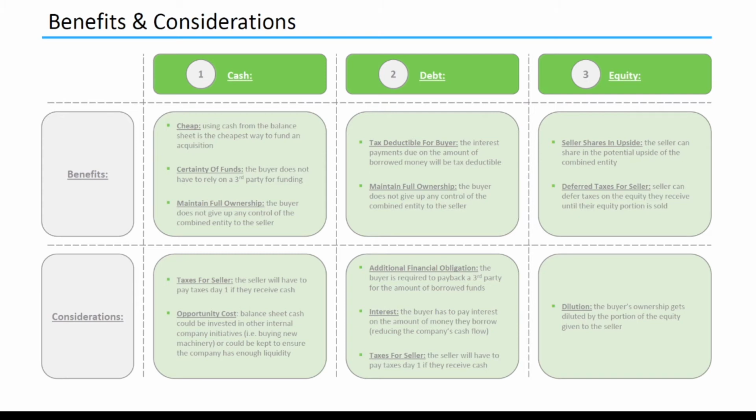Now for considerations, the company will have an additional financial obligation and will be required to pay back the third party for the amount of borrowed funds. Also, the company will have additional interest expense, and while this is good in the sense that it will serve as a tax shield, ultimately this will lower the amount of cash flow that the company takes home each year. And finally, just like for cash, the seller will be required to pay taxes day one on the amount received.